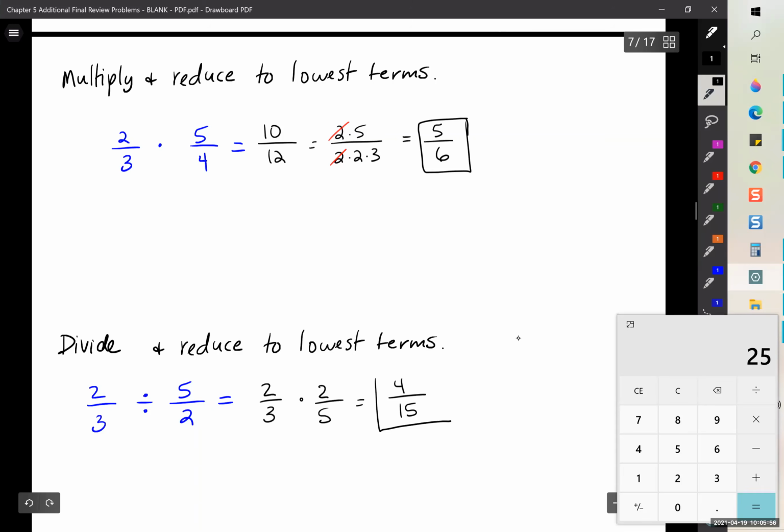And 4/15 is already in lowest terms. So for multiplying, top times top, bottom times bottom. For dividing, keep the first fraction, change the sign to multiplication, flip the second.